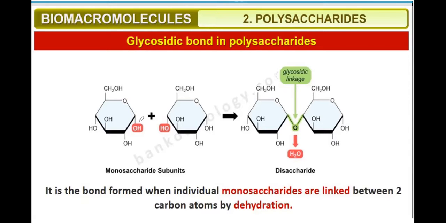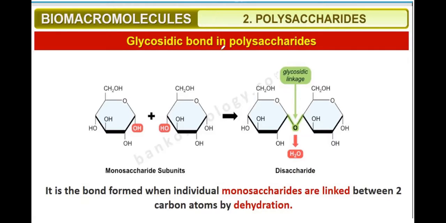So 1,6 glycosidic linkage. This will be known as... 1. No, this is not 6. This is 1 and this is 1, 2, 3, 4. So 1,4 glycosidic linkage. So this is what, monosaccharide subunit. These are disaccharides. So it is the bond formed when individual monosaccharides join.